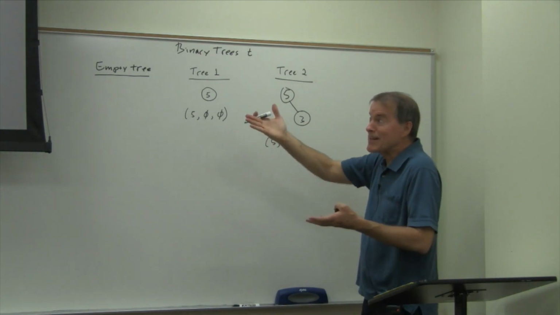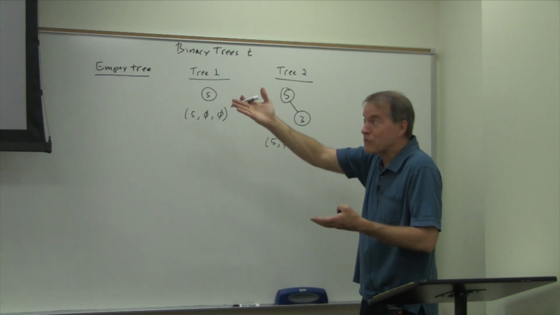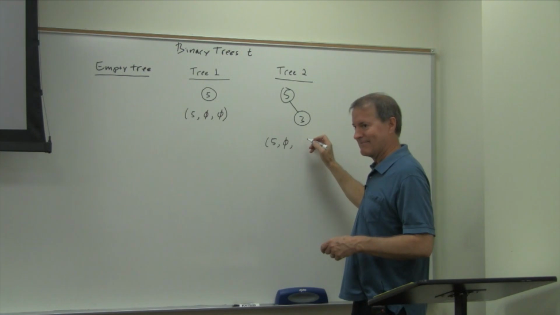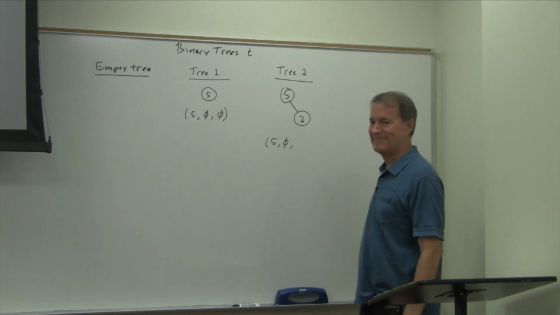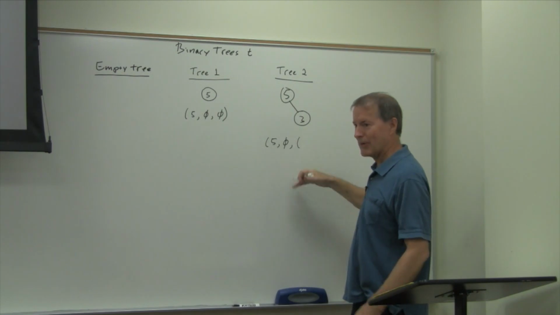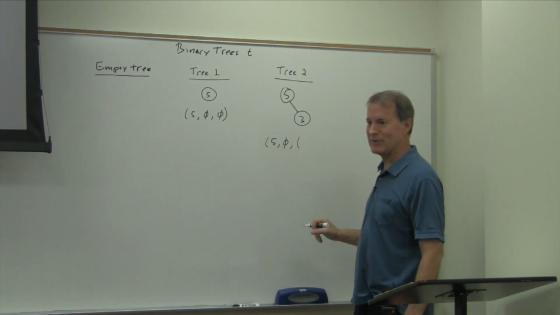So what is a tree? How do you write down a tree? 3 and two empty trees. So it'll be 1, 1. Well, another parenthesis. Yeah, parentheses. It's a tree within a tree. Okay, you see what I'm saying?